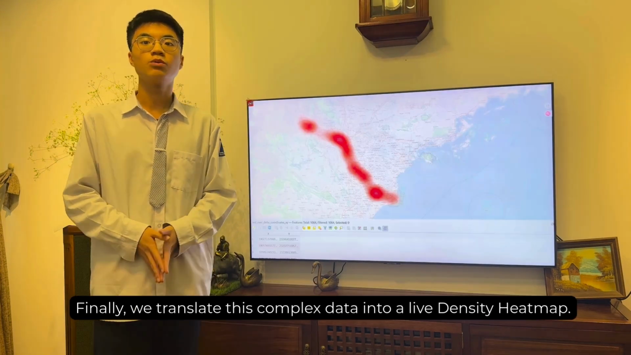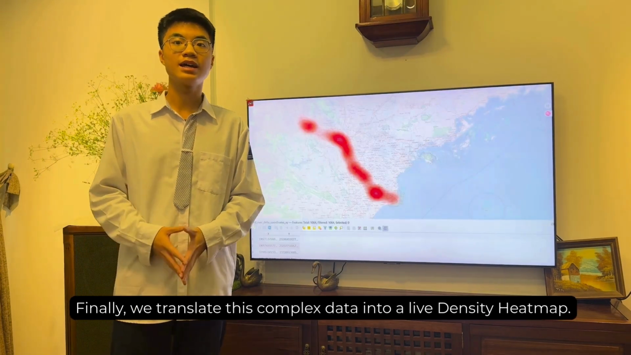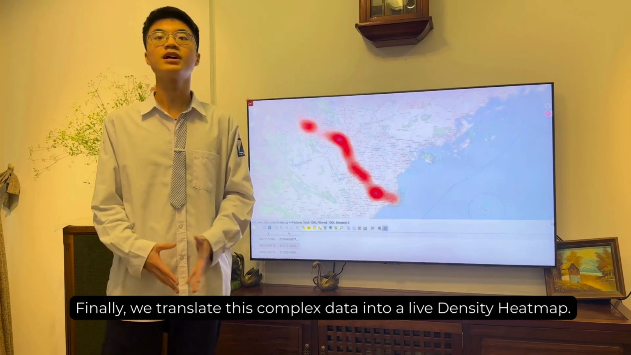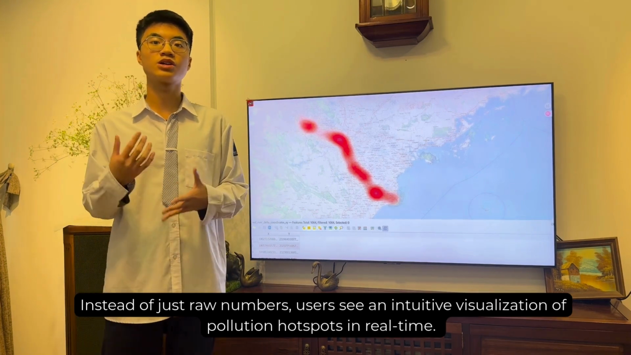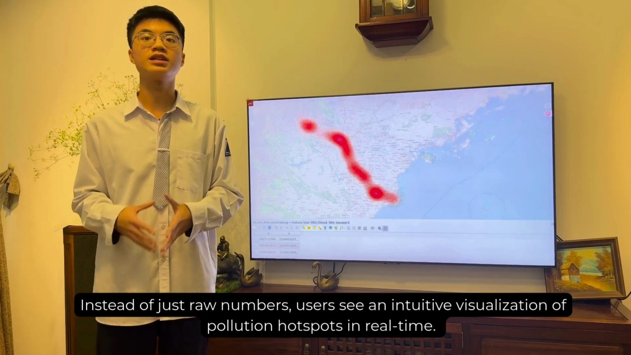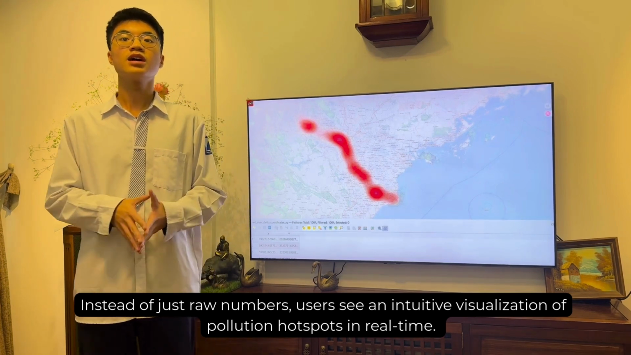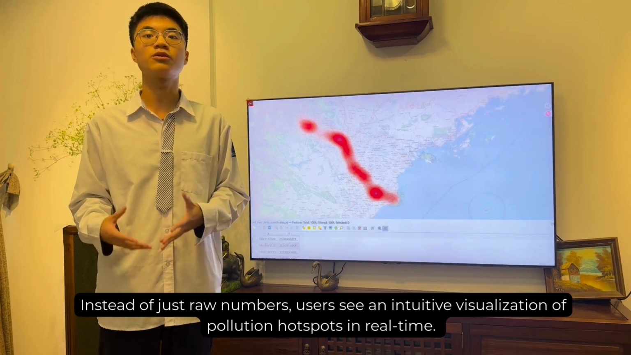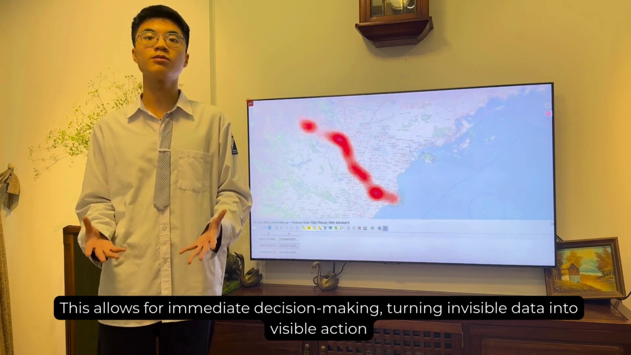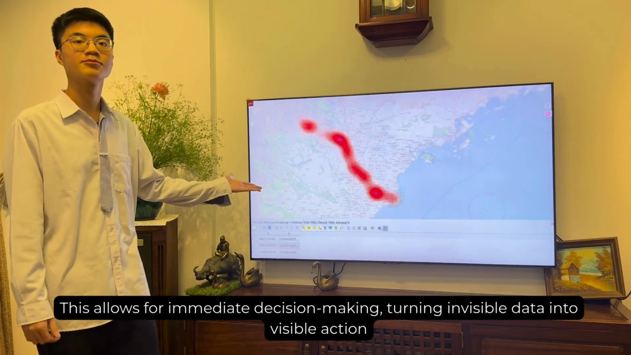clear winner. We translate the complex data into a visual and live density heat map, instead of just showing the raw numbers, so users will be able to see an intuitive visualization of pollution hotspots in real time. This allows for immediate decision making, turning invisible data into visible action.